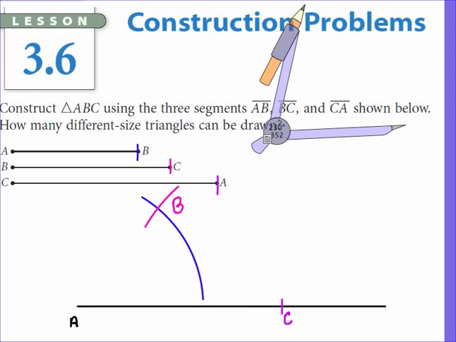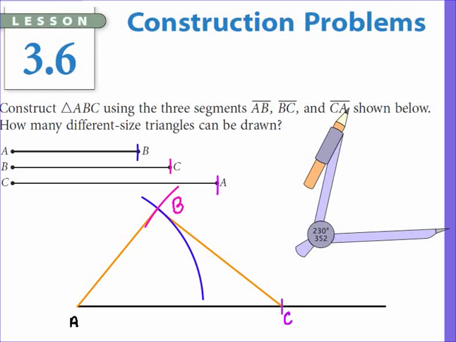So your final step will be to draw in your segments. I'm going to start here and go down to A. And then I'm going to start here at C and draw up to B. So that's how you create the triangle. We've duplicated three sides. Now the beauty of this triangle is if you look at the question here, how many different sized triangles can be drawn? How many do you think?